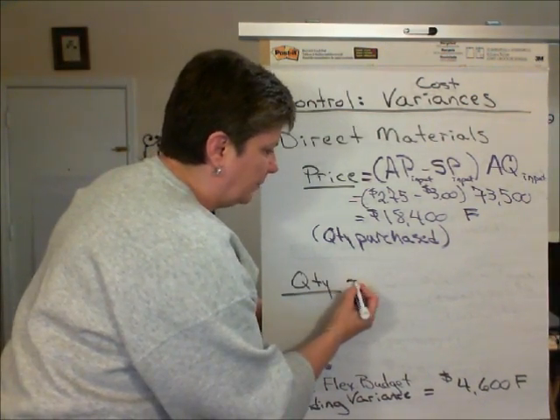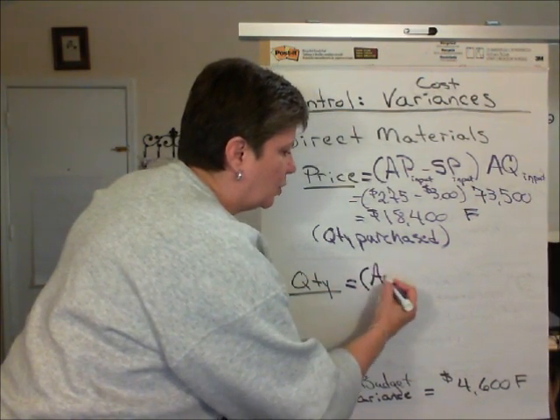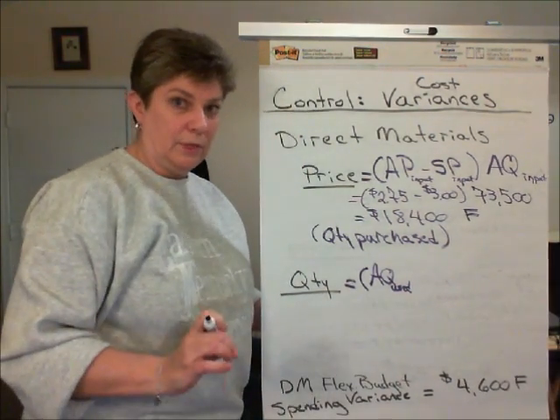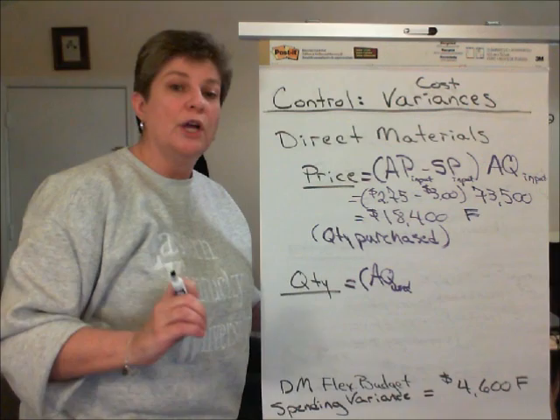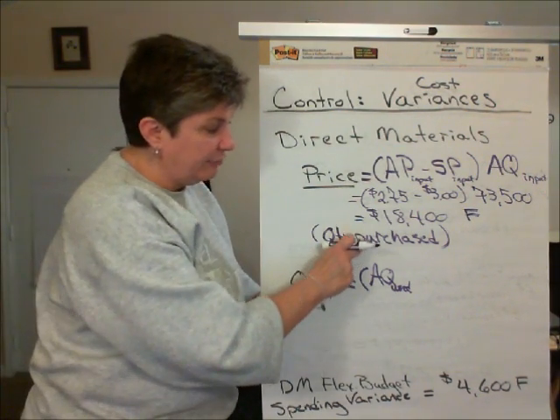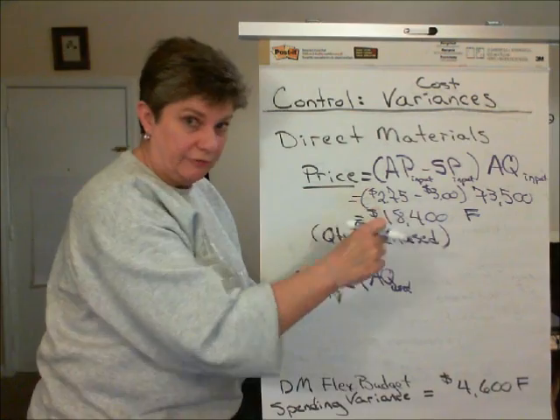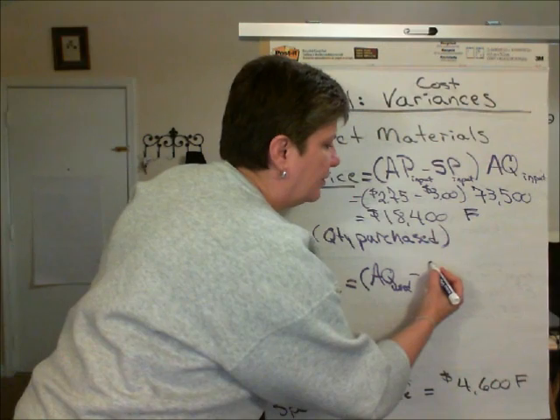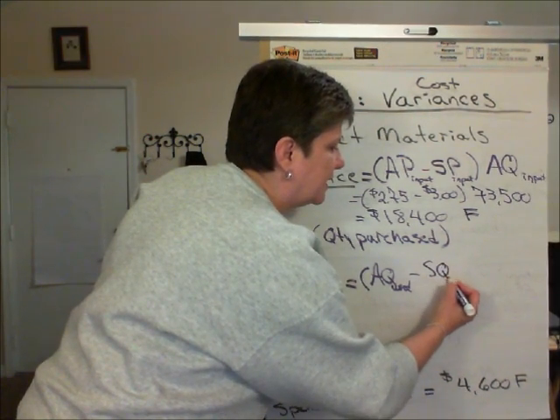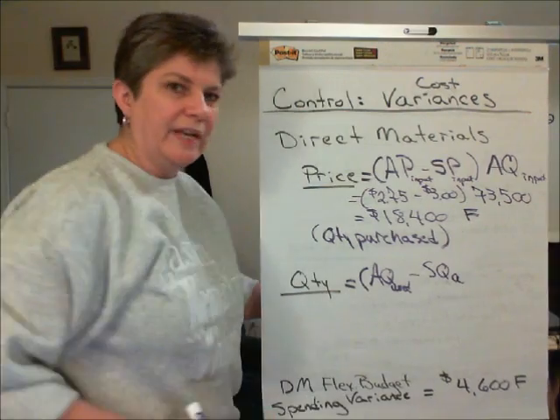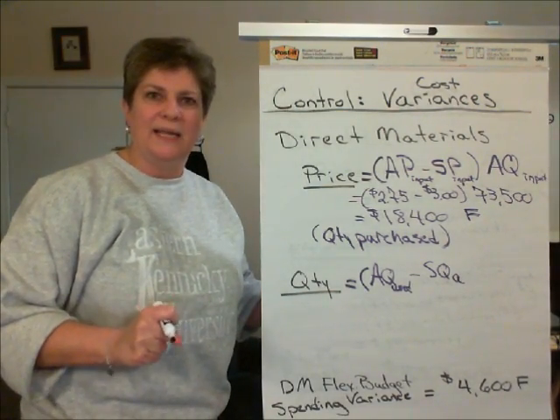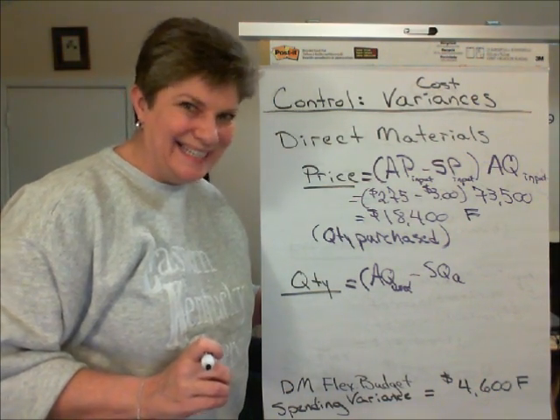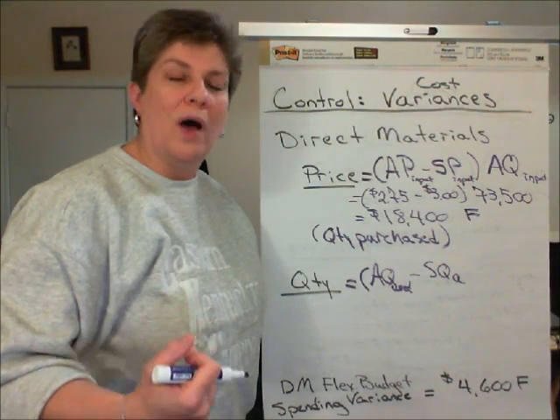In this formula, we compare the actual quantity used. Note that: actual quantity of the materials used. So that may be different from the quantity purchased in a different example or in real life. And we compare that amount with the standard quantity allowed. I abbreviate that SQ sub A. The A stands for allowed, A-L-L-O-W-E-D. Well, allowed for what?